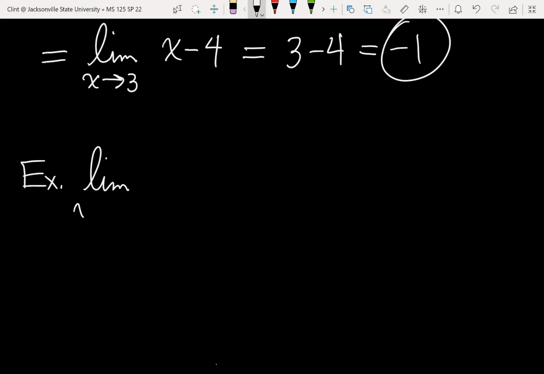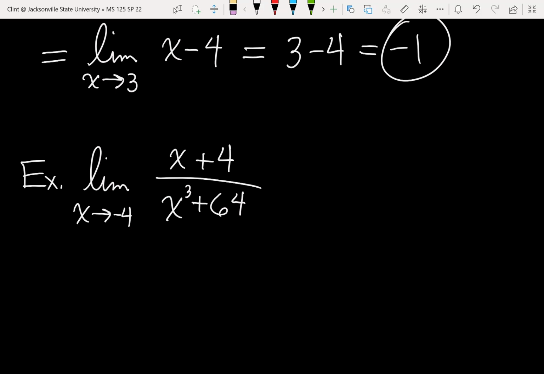Got this one in here really just to review the algebra. X is approaching -4. We want the limit of x plus 4 over x cubed plus 64. That's a -4 there. And then those signs together.